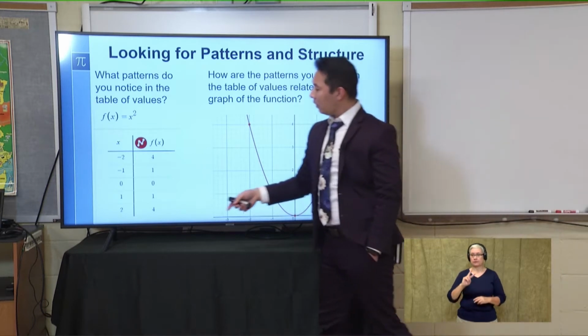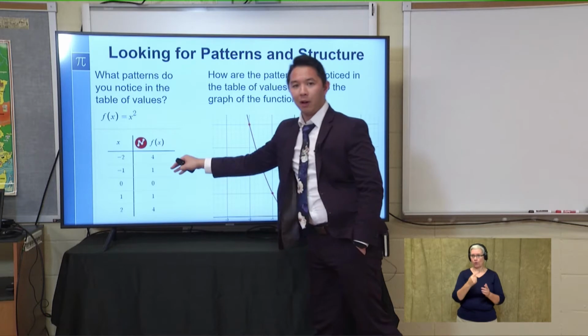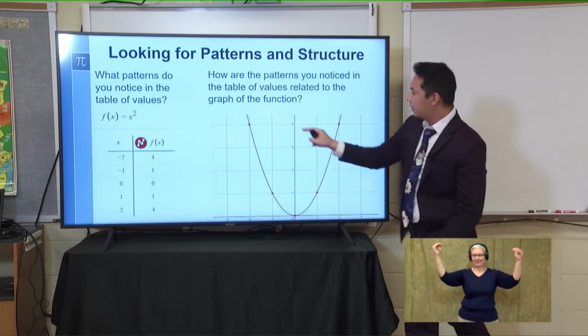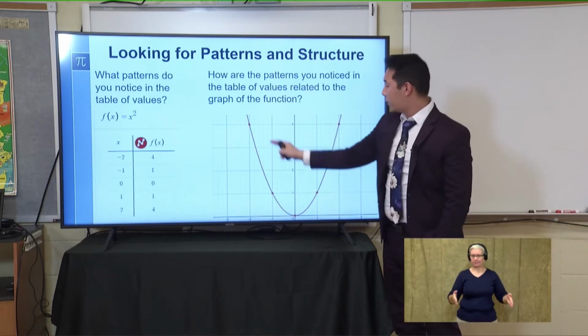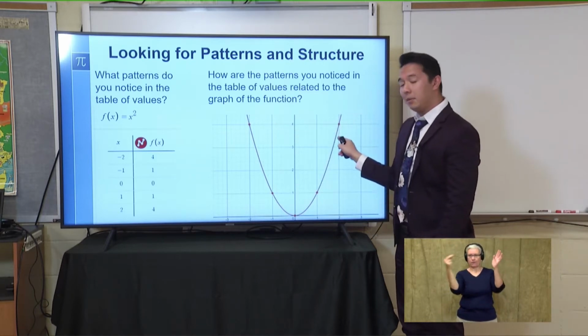Second, we notice that these values start repeating themselves. 1 and 1, 4 and 4 on either side of that 0. And we can see that there is this symmetry along our parabola. They look to be reflected images of each other.